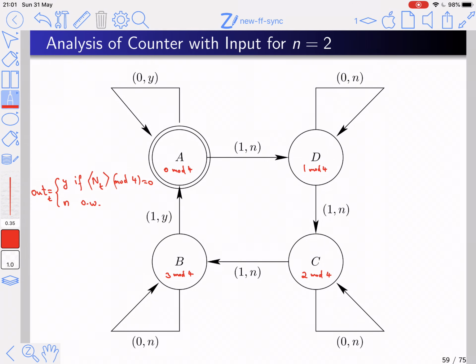Let's analyze the circuit we have after it was fixed. Well, it has 4 states that correspond to the possible outputs of the flip-flops: 0 0, 0 1, 1 0, 1 1, which correspond to 0 mod 4, 1 mod 4, 2 mod 4, 3 mod 4. And instead of outputting the state, let's output yes if the value of the counter is 0 mod 4, and let's output no if it's not. So here I'm looking at a modified FSM in which the output alphabet consists of yes and no.